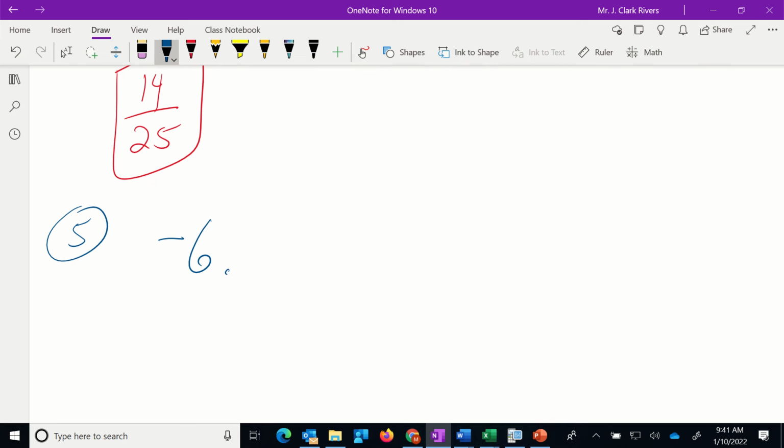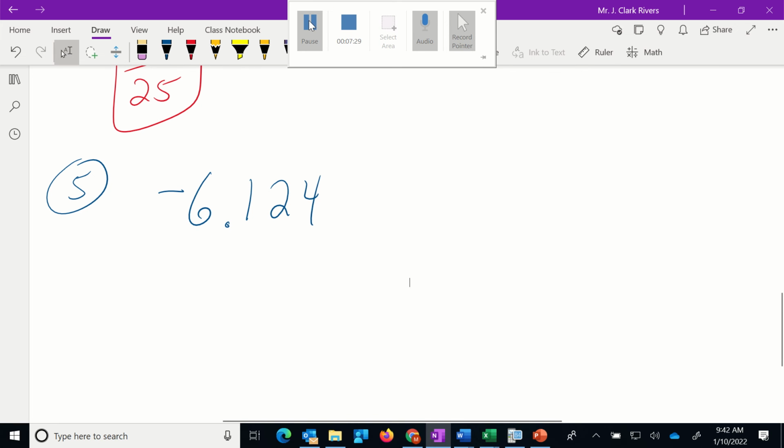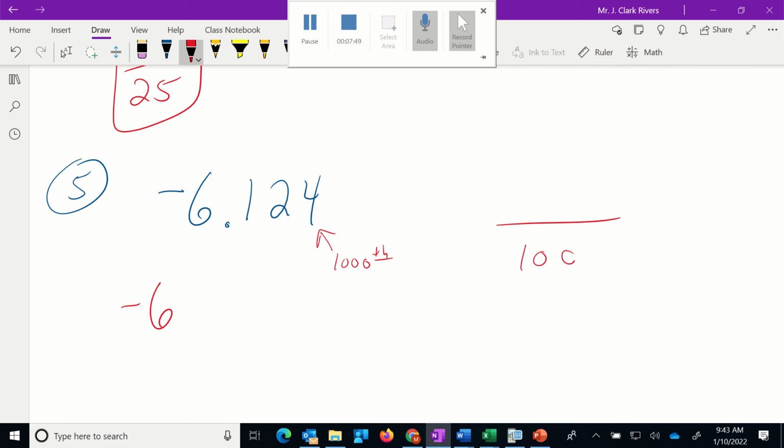Negative 6.124. Give that one a shot. Convert that to a simplified fraction. Okay, so for this one, we're going to take negative 6 and set it to the side. We're going to focus on everything to the right of the decimal. That 4 is in what place? The thousandths place. Because that's in the thousandths place, we're going to have a denominator of 1,000.